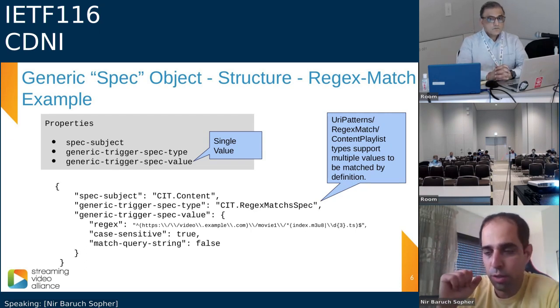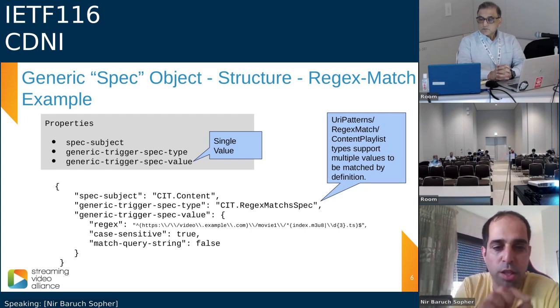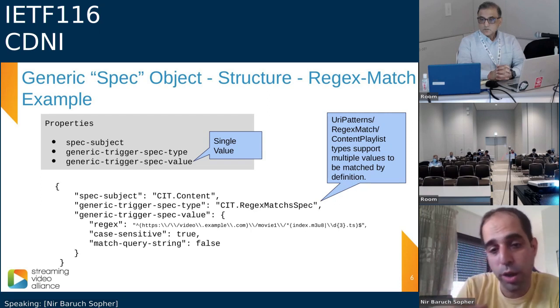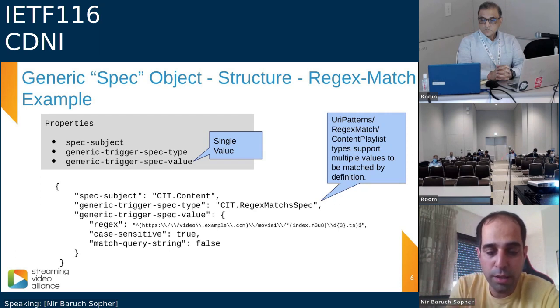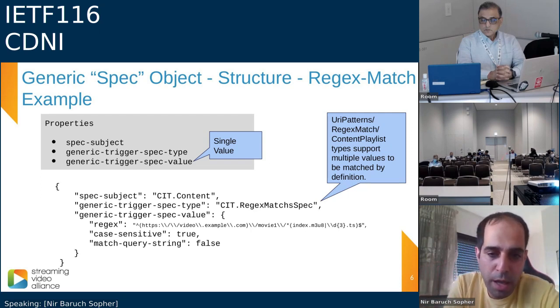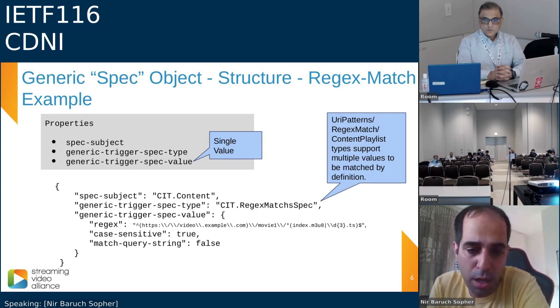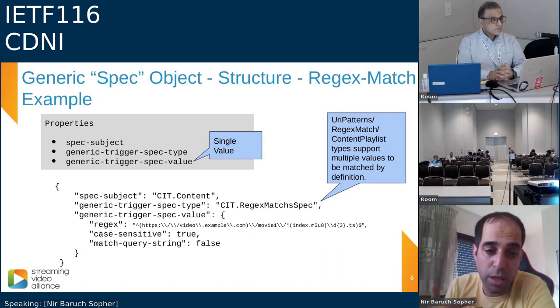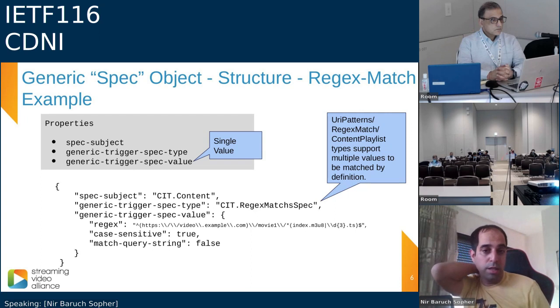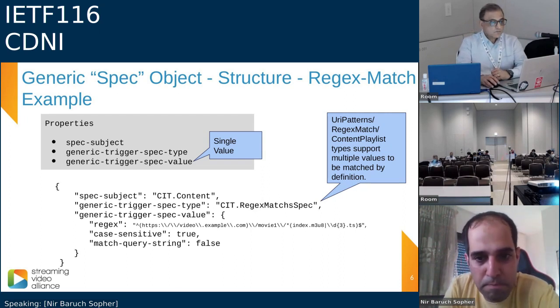Now, in the previous version that we discussed earlier, it wasn't a generic trigger spec value, it was generic trigger spec values. We allowed multiple values here in a list, and this made the thing a bit complex without a real need. So we have a single value per object. If someone wants to specify two regexes within the same protocol, within the same trigger, you can just add two different specs in the high level list. So there's no need to have a list within a list. And next, please.